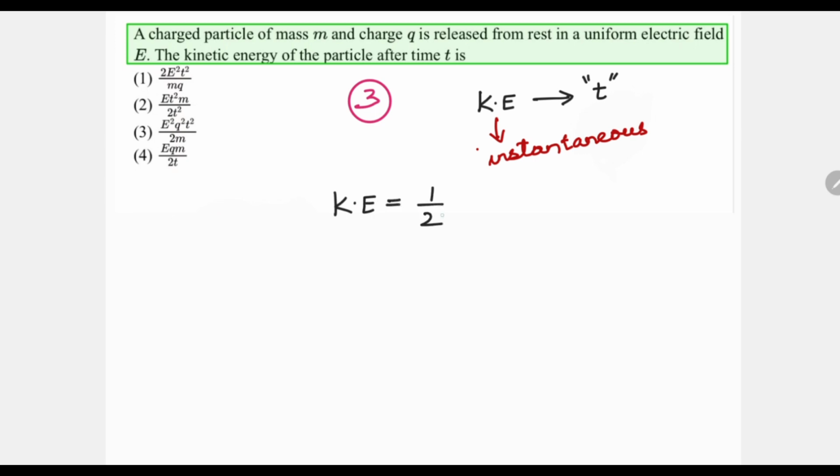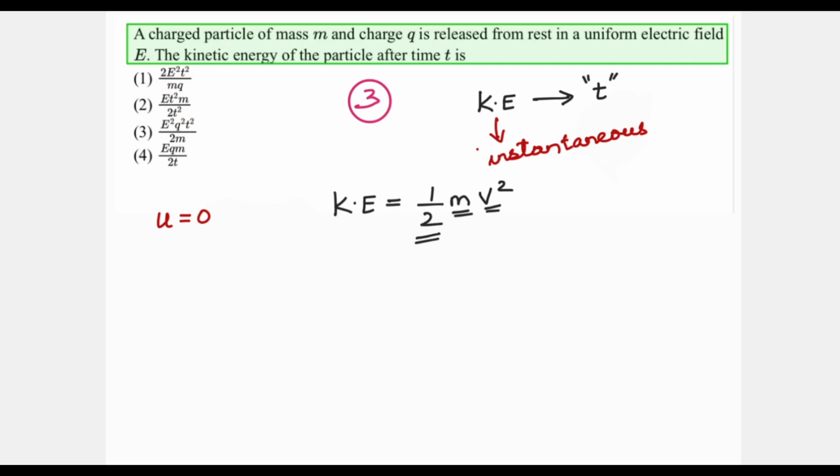Kinetic energy is equal to half mv square. Now we need the dependence of kinetic energy on t. In this expression, half is a constant, m is a constant. So dependency on time can be made on the parameter v only. Now the particle is released from rest in a uniform electric field E. Released from rest means immediately you can think that u equal to 0.